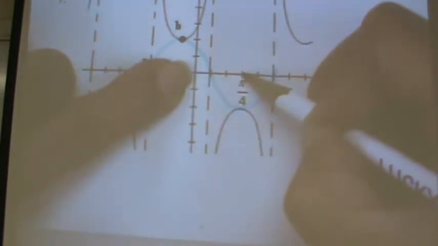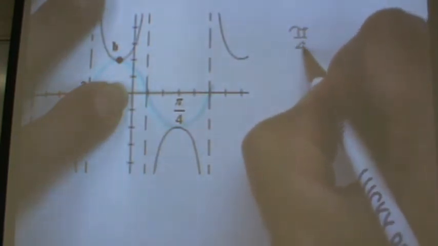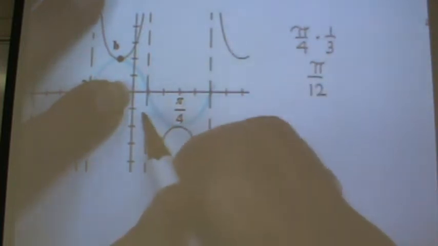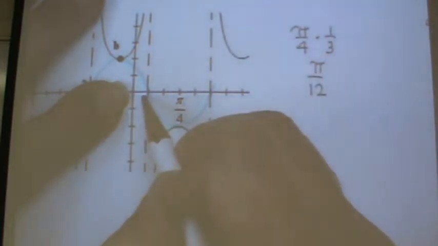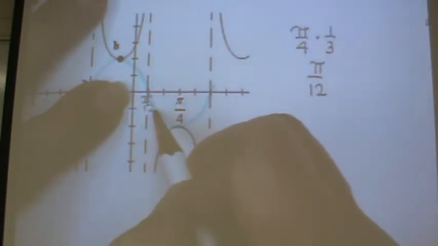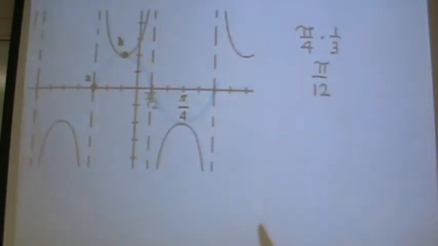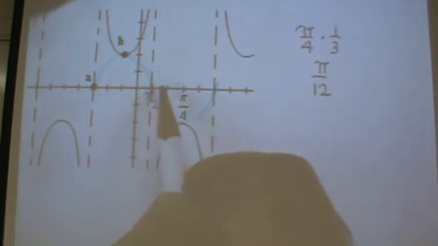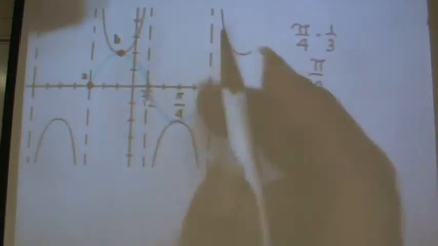So what are each of these little hash marks? If from here to here is pi over 4, what's a third of that? Pi over 4 multiplied by a third is pi over 12. So each of these little pieces is pi over 12. Do you understand that? So now let's count together. Each of these little hash marks is pi over 12. So 1 twelfth, 2 twelfths, 3 twelfths, 4, 5, 6, 7, 8 twelfths.